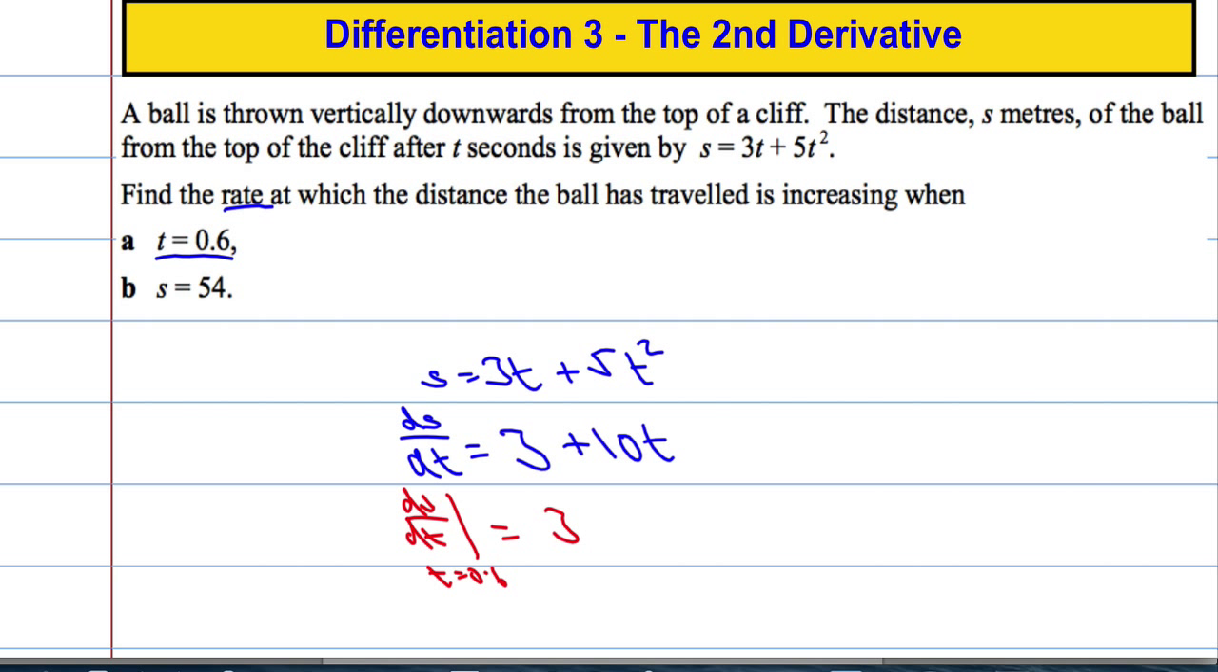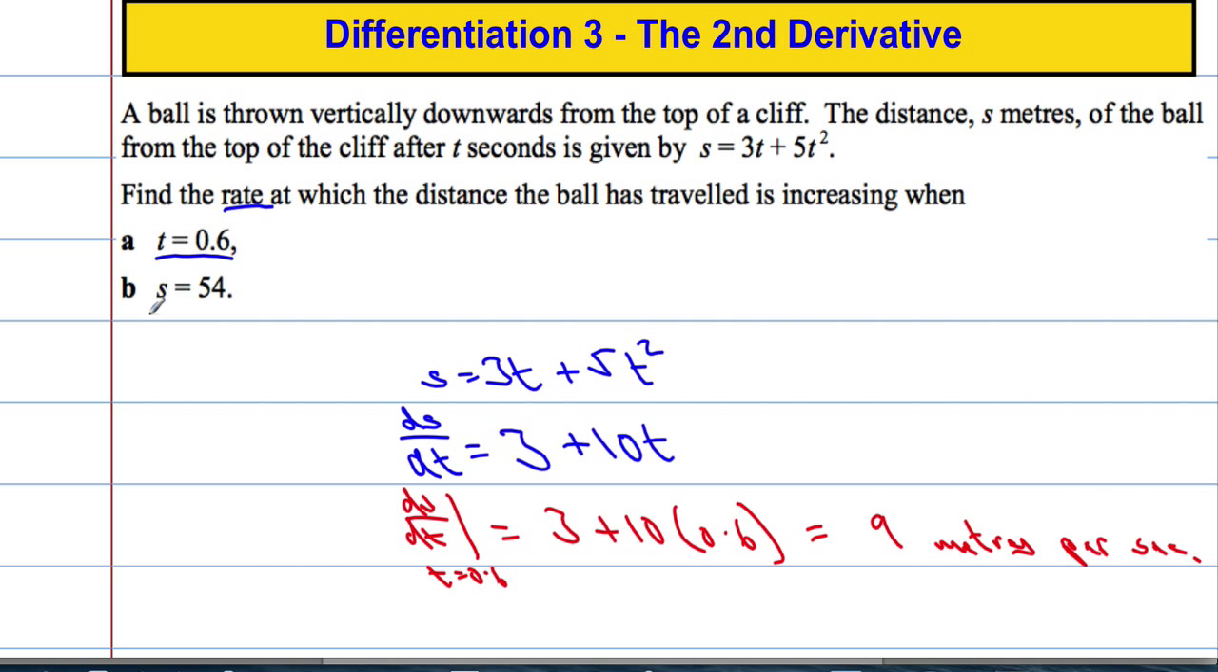So we get 3 plus 10 times 0.6. Well, 10 times 0.6 is 6, plus the 3 gives me 9, and s is in meters and t is in seconds, so 9 meters per second. So after 0.6 of a second, the ball is traveling at 9 meters per second.